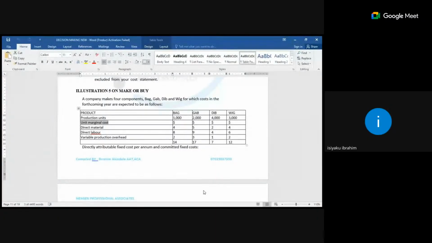Additional cost per unit. We know it is additional cost. So what is that additional cost per unit? It means marginal cost per unit. Even if it is marginal cost per unit, what is that marginal cost per unit?